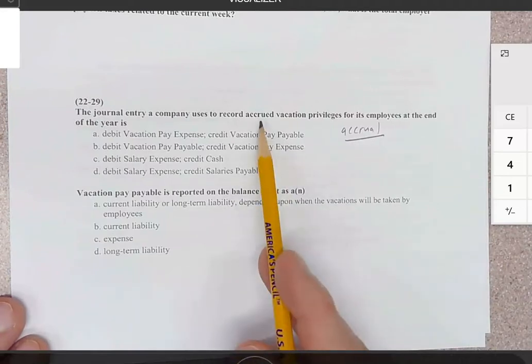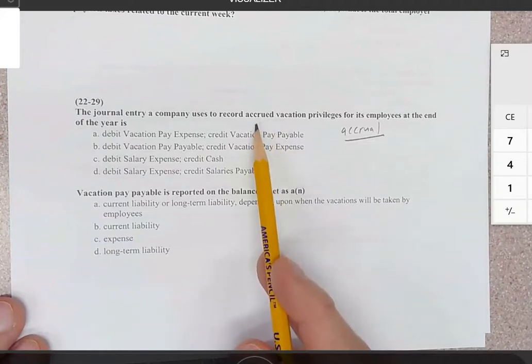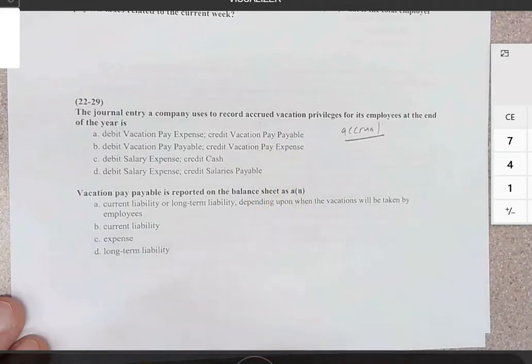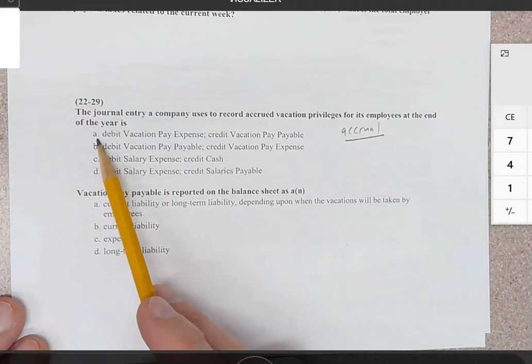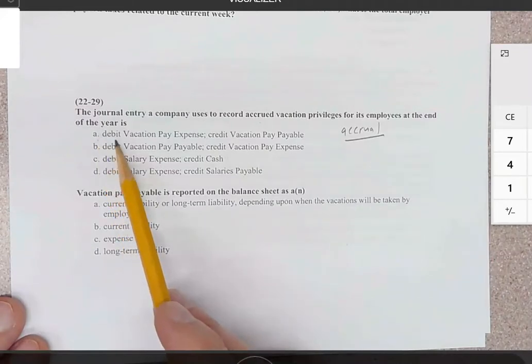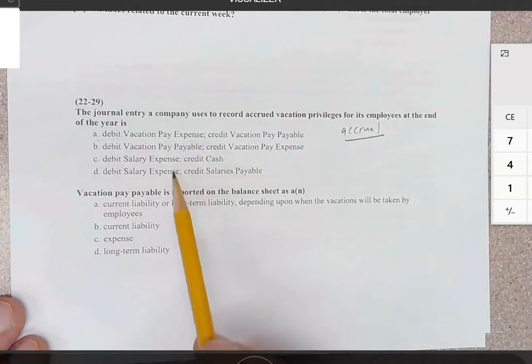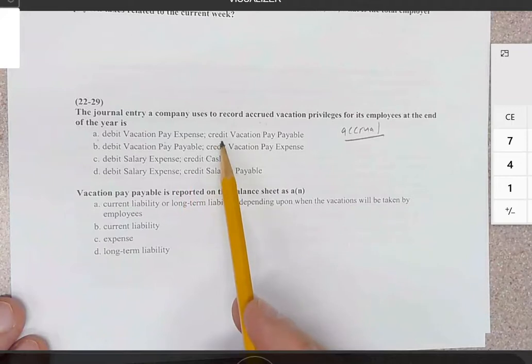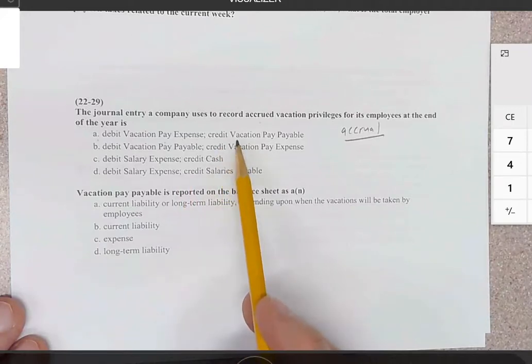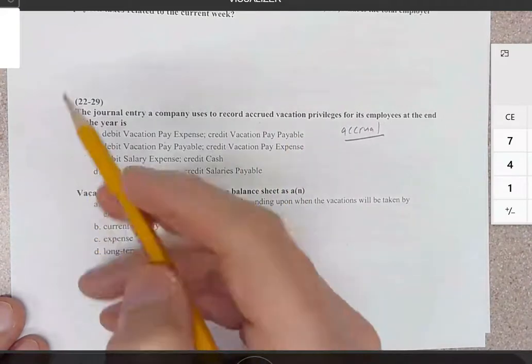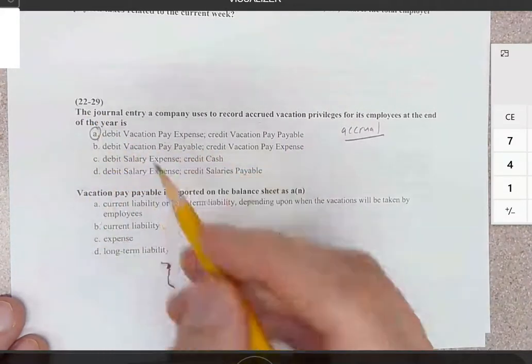And anytime we accrue something, what do we accrue? We accrue revenue, but we can also accrue liabilities. Here we're going to be accruing a liability, and when we accrue a liability, we need to set up some type of payable. So if we look at our choices, choice A looks pretty good to me. It says we're going to have a debit to vacation pay expense, and that's true, for the full amount. And we will also have a credit to vacation pay payable. So that is going to be our correct answer.